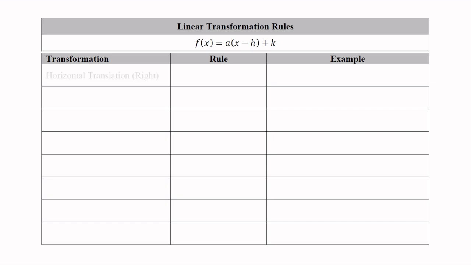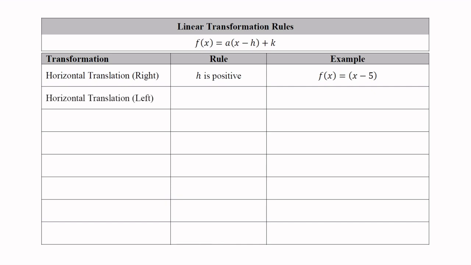So let's start with our h value. We have a horizontal translation to the right if our h value is positive. So for example, it will look like this. Within the parentheses, you'll have x minus 5. We simply put a positive value in for h. Right now, no a and no k.